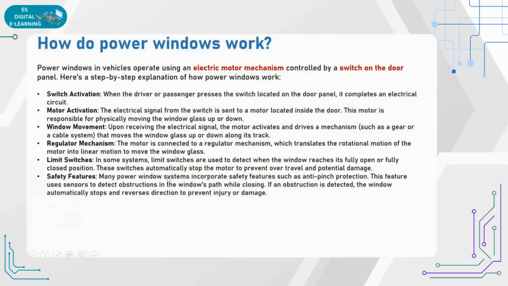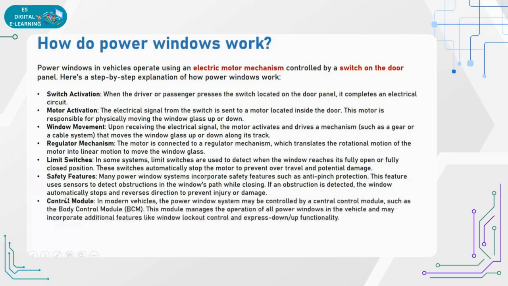Many power window systems come with anti-pinch protection. If any object or obstruction is there, the sensor will detect it, and the window will be protected without damage.